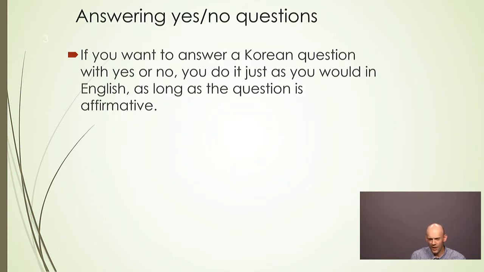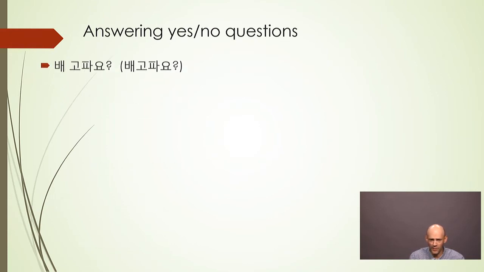If you were to answer a Korean question with the answer yes or no, you do it just as you would in English. So for example, if someone were to ask you, 배고파요? Are you hungry? And you'll notice I've written two different spacings for this. I'm sorry it's a bit confusing, but in the book they use 배 space 고파요, but 배고파요 is often written as just one word. 배고파요? Are you hungry? If you were to answer affirmatively, yes, you just say 네, 배고파요.